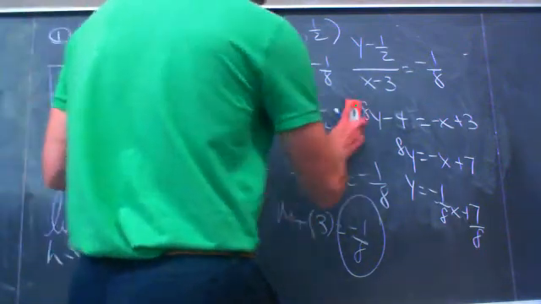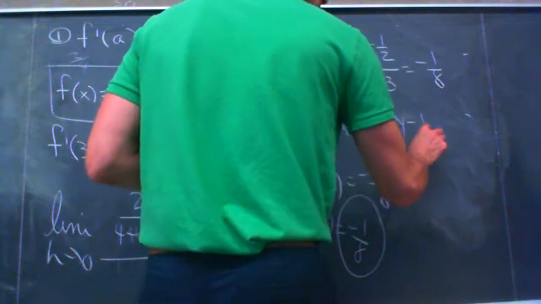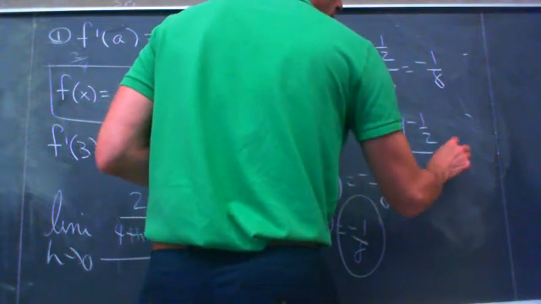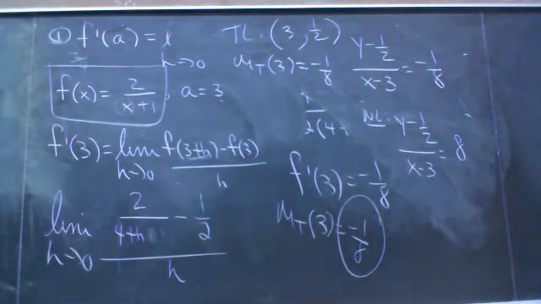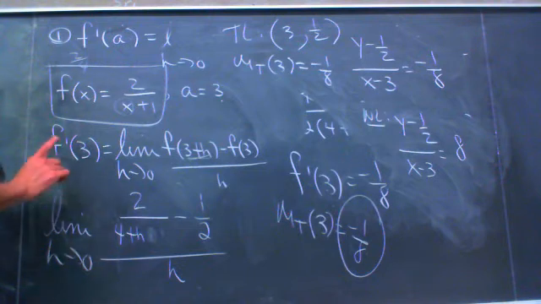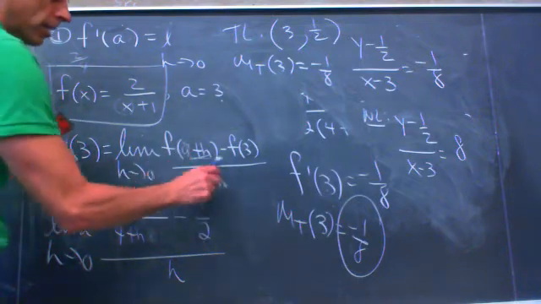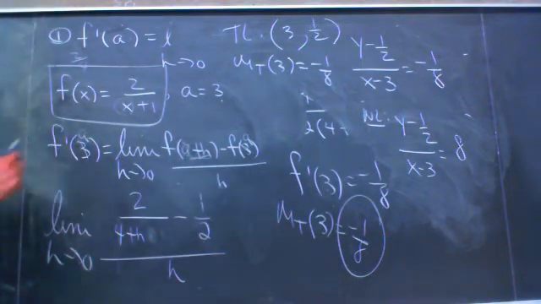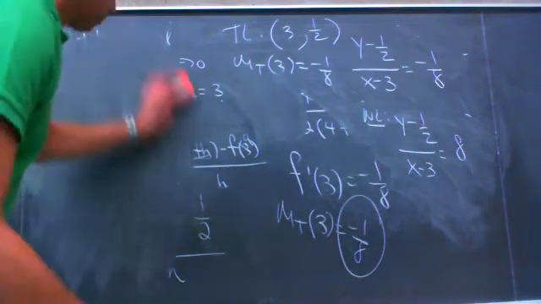So the normal line would have the same setup except for the slope. The normal line would be y minus a half over x minus 3 equals 8, because that's the negative reciprocal of that. Okay? We need to understand what this means also notationally. This is not f prime of a. This is f prime at 3. If I had the a here, then this would have been f prime at a. Okay? All right, so that's the first form.